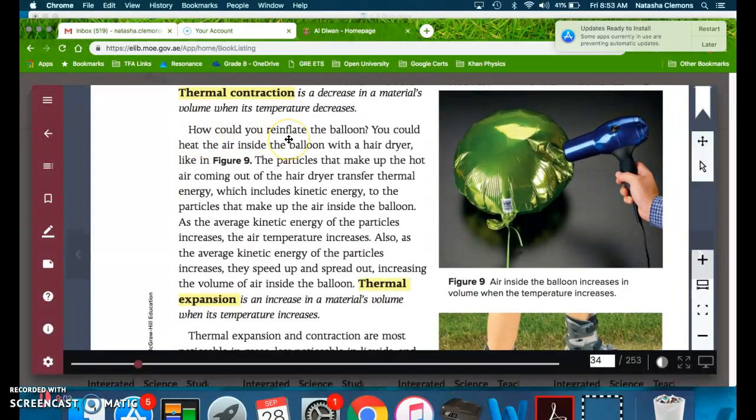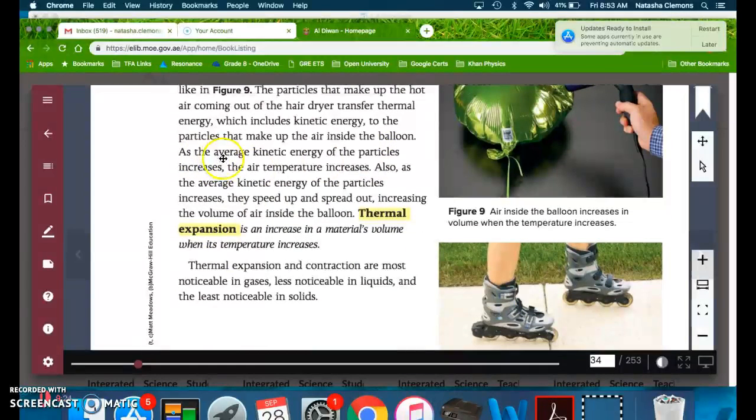How could you reinflate the balloon? You could heat the air inside the balloon with a hairdryer, like in Figure 9. The particles that make up the hot air coming out of the hairdryer transfer thermal energy, which includes kinetic energy, to the particles that make up the air inside the balloon. As the average kinetic energy of the particles increases, the air temperature increases. Also, as the average kinetic energy of the particles increases, they speed up and spread out, increasing the volume of the air inside the balloon.